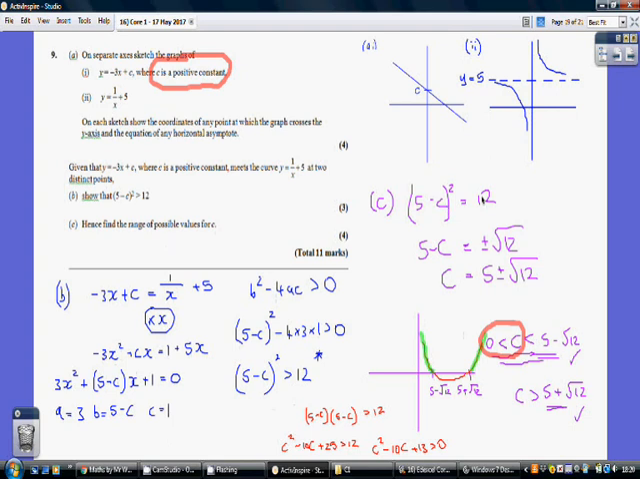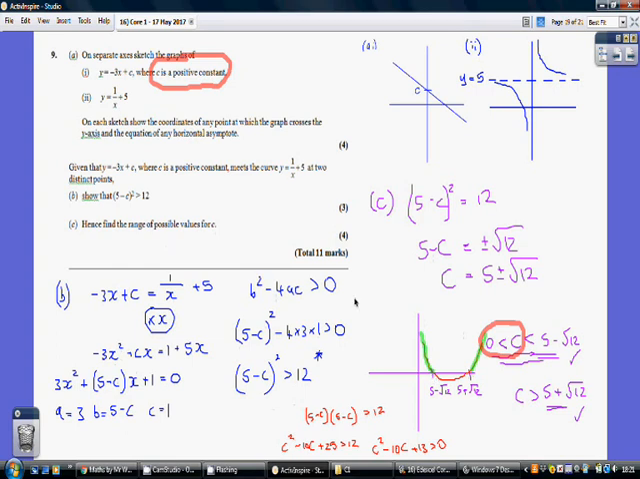(5 minus c) all squared equaling 12. Let's solve this. So square rooting both sides, you get 5 minus c equals plus or minus root 12. So c equals 5 plus or minus root 12. So that's crossing here and here. Both of them are positive values.